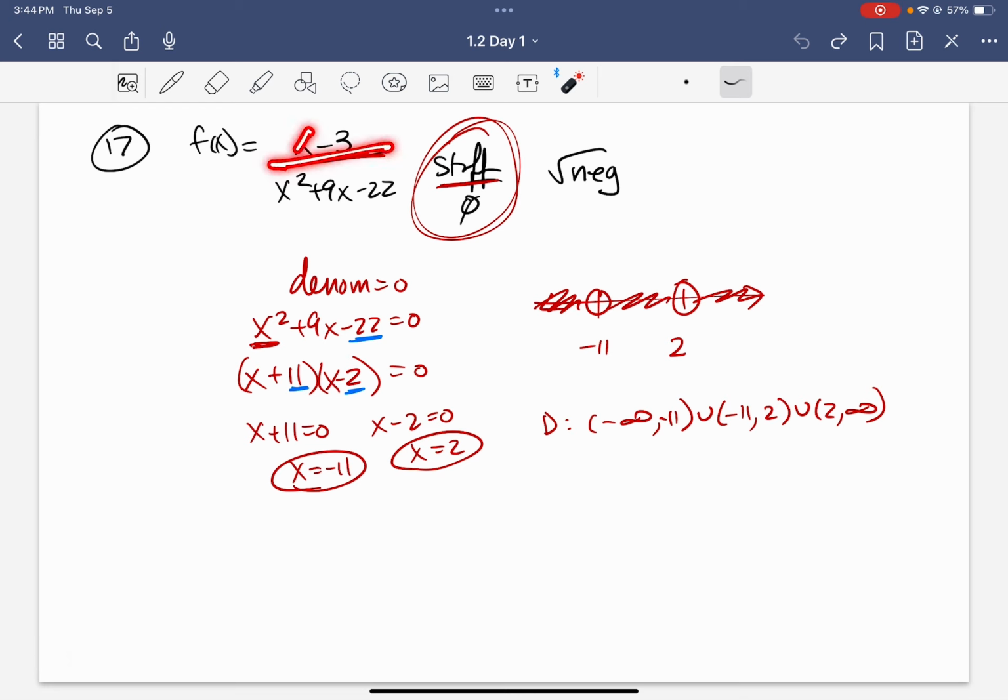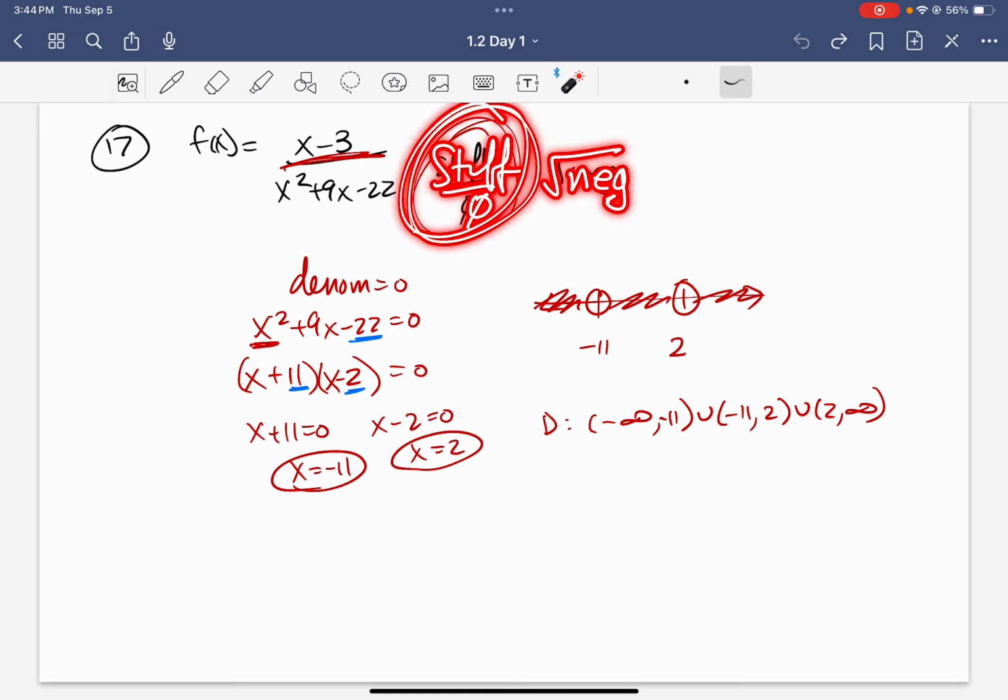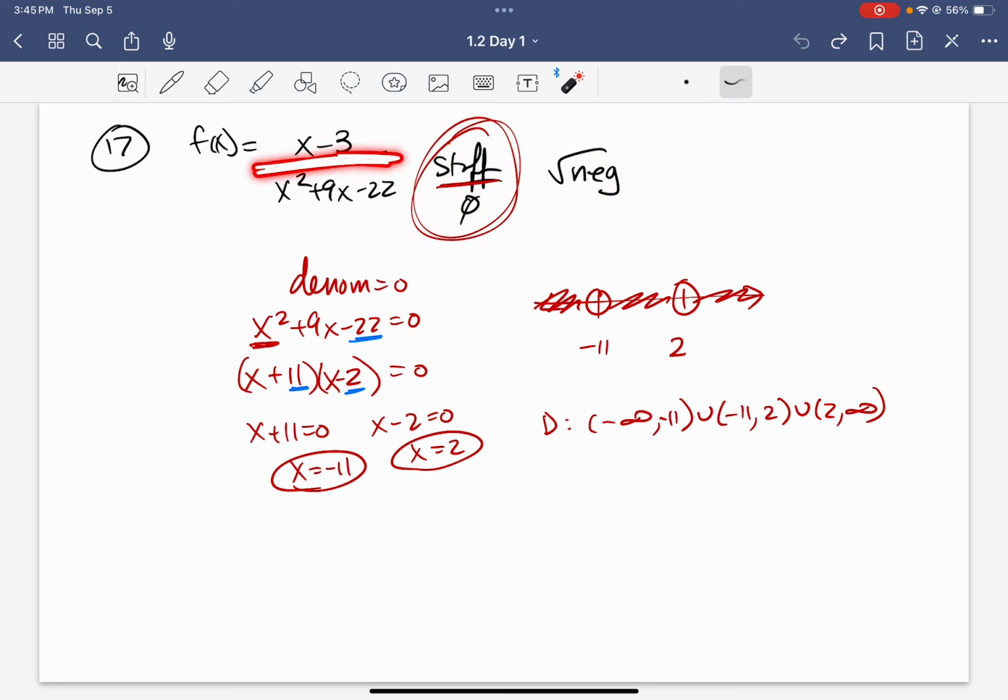17, so if this is my function x minus 3 over x squared plus 9x minus 22, then if you ask me to find the domain, I'm always going to write stuff over 0 or square root of a negative for every problem, because by the time I get to the exam, I will know what to do. So it looks like this is going to be a problem here because I do have a division symbol. So in that case, I set the denominator equal to 0, because that's the only way I can have stuff divided by 0.